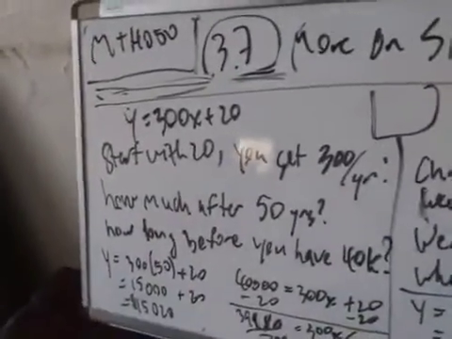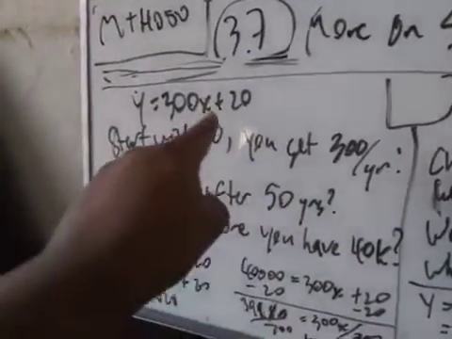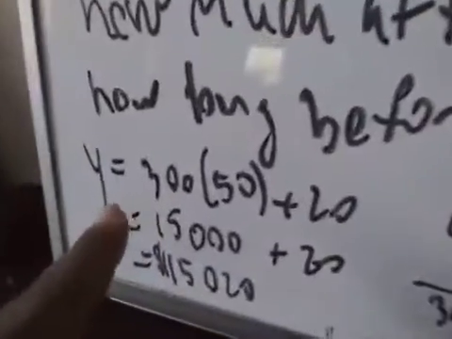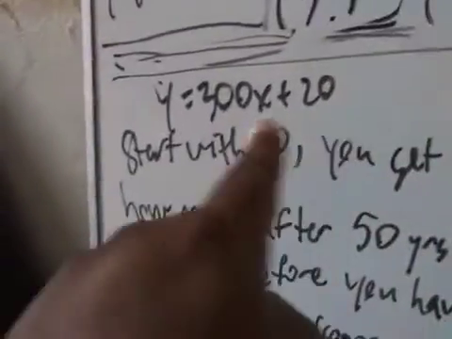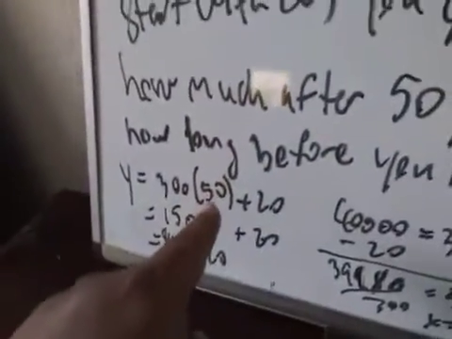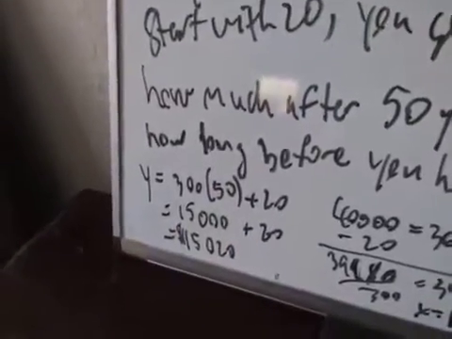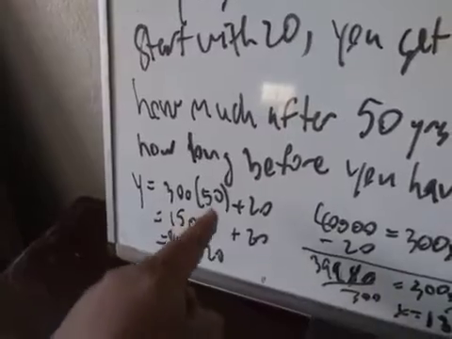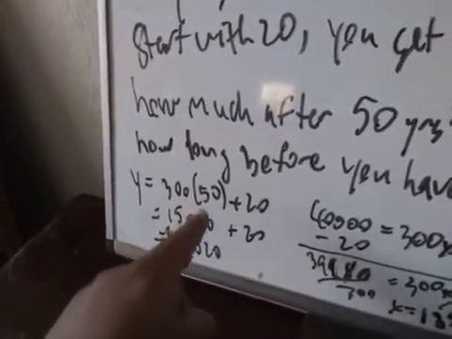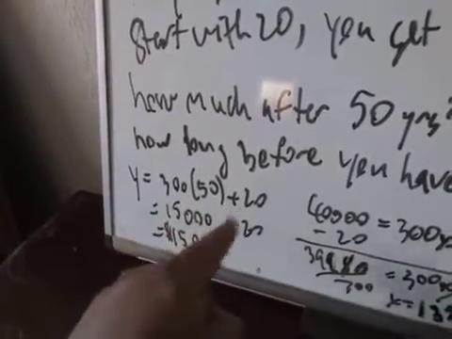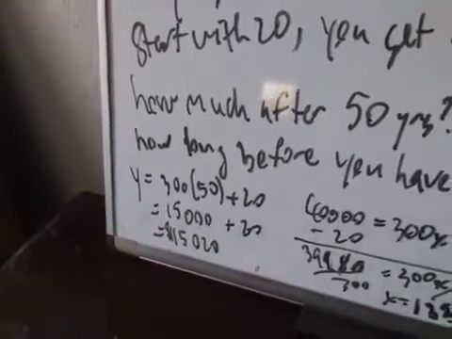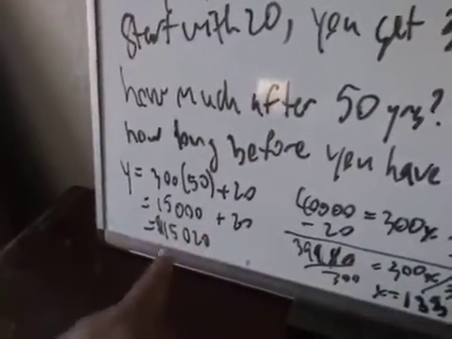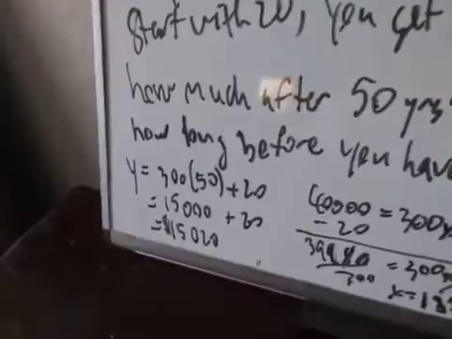How much after 50 years? Well, you just take the 50 and throw it in there, right? That's what I did down here. Take the 50 and replace it where the X was, because the X means per year. So 50 years would be 300 times 50. Now you know you're counting zeros, so you do the 3 times 5, which is the 15, add in the 3 zeros. Plus 20, remember you start with plus 20. So it's 15 grand plus 20, or 15 grand 20.